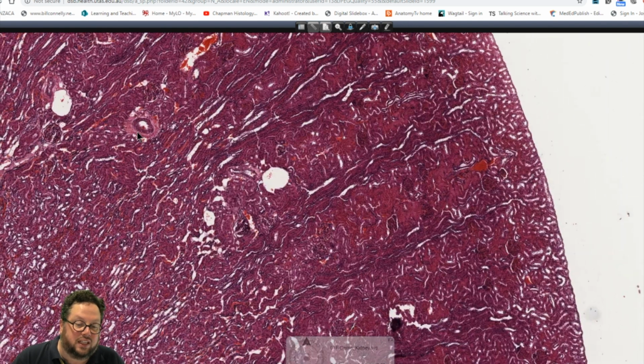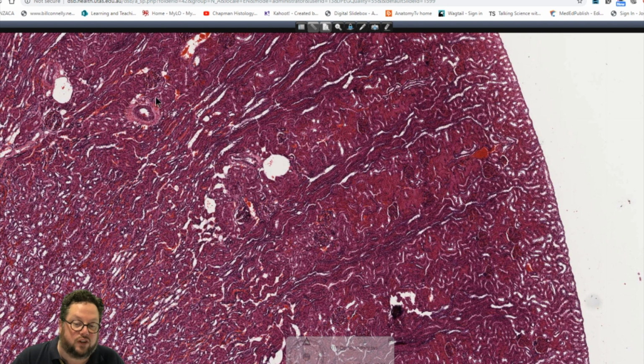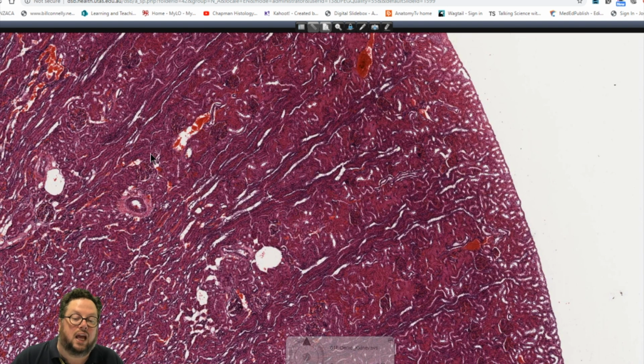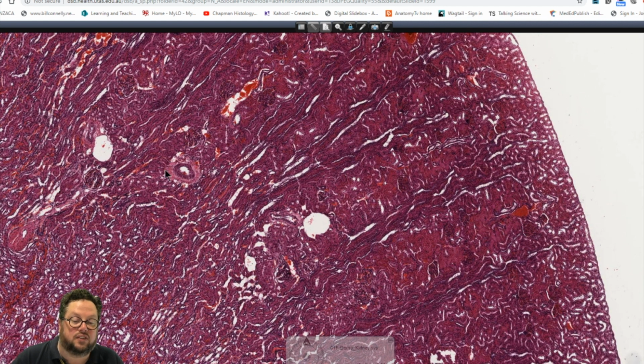Now these vessels here, you can see these vessels, these are actually near the junction between the medulla down here on the left and the cortex out here. So these are actually arcuate vessels. Remember, they occur at the right angles between the junction between the cortex and the medulla.